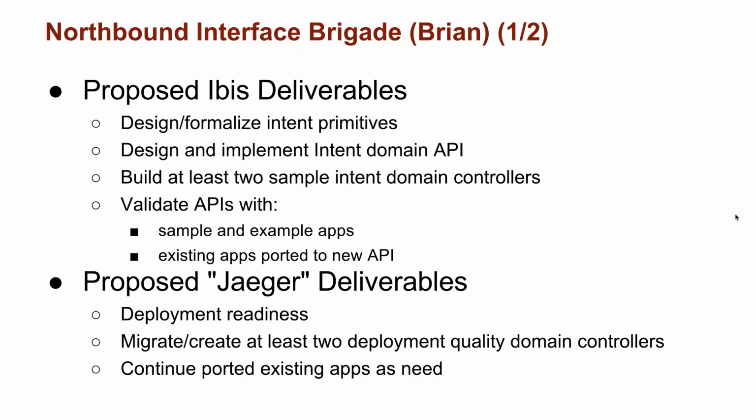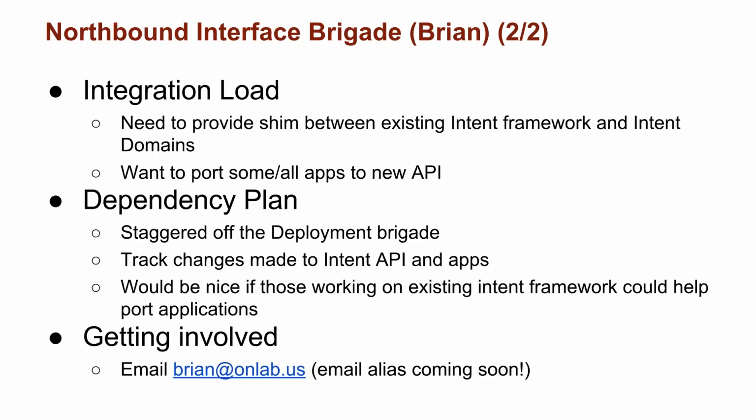And then for the J release, the plan would be to move towards deployment readiness, produce a couple of deployment quality domain controllers, and continue to port existing apps over. So go to the next one. Also, the other important thing about that is the proposal of the J name, Jaeger. Is that a bird? Yes, it is, in North America.